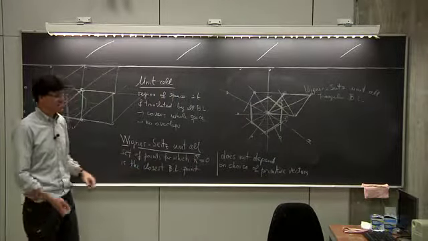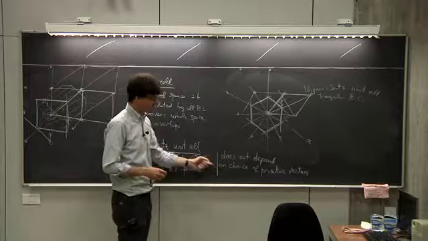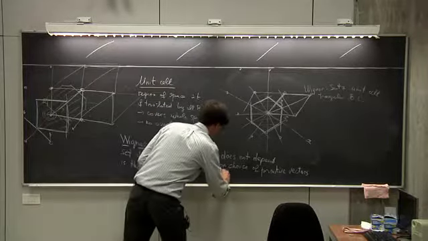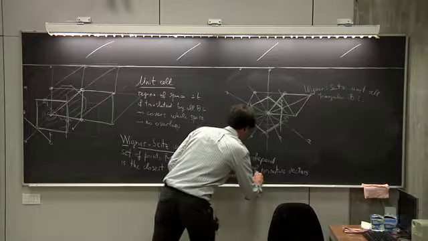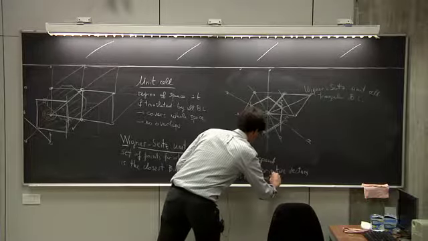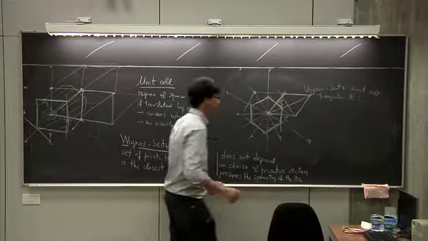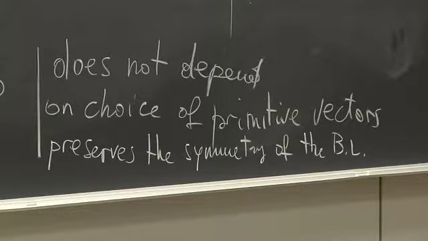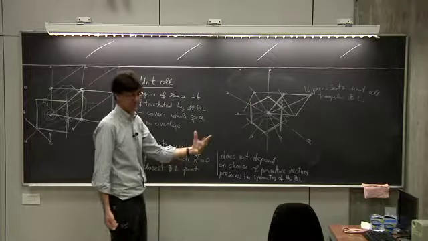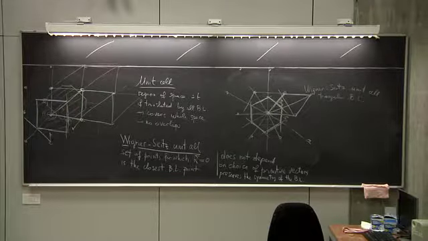So this is another interesting property of the Wigner-Seitz cell: not only does it not depend on the choice of the primitive vectors, but it preserves the symmetry of the Bravais lattice. Which the pink choice does not. You rotate it by 60 degrees and you obtain something else. It's equally good, equally valid, but unfortunately it does not preserve the symmetry of the Bravais lattice.